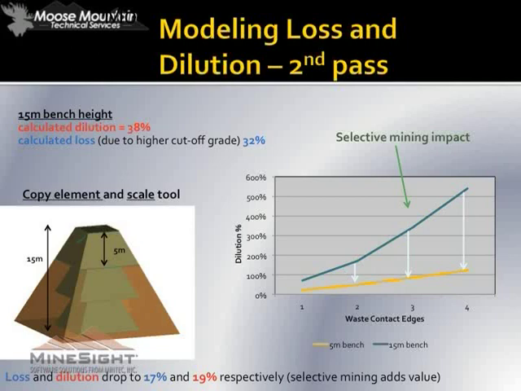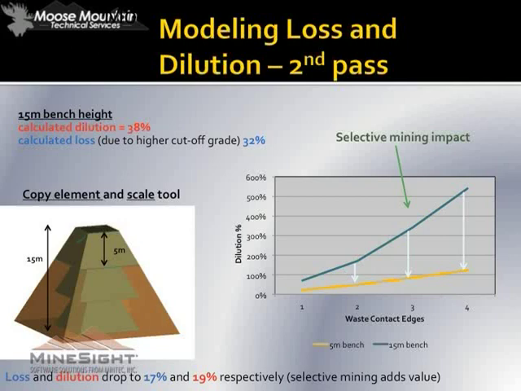So we used some nifty little features, took those previous shapes we had built and did copy and scale and broke them up into little 5-meter triple bench scenarios. So you're mining the ore in a triple bench scenario, 5-meter high blocks, and you can see based on this graph, this was the dilution per waste contact edges, and it drops down to that lower one. Selective mining really reduces your dilution on a per block basis.